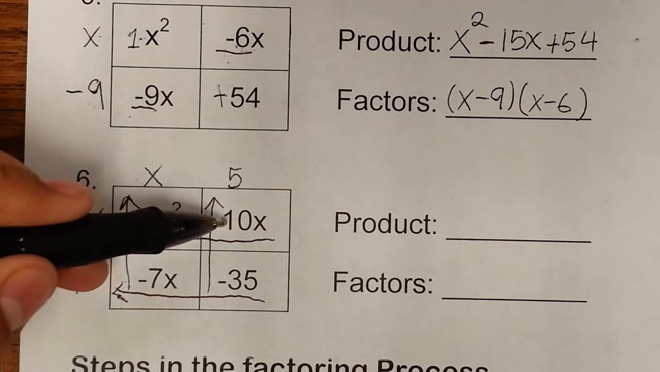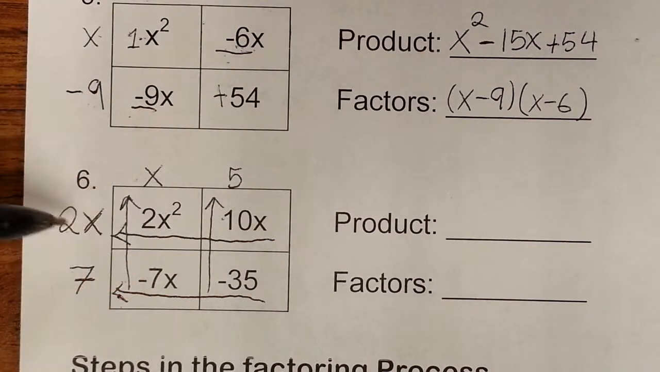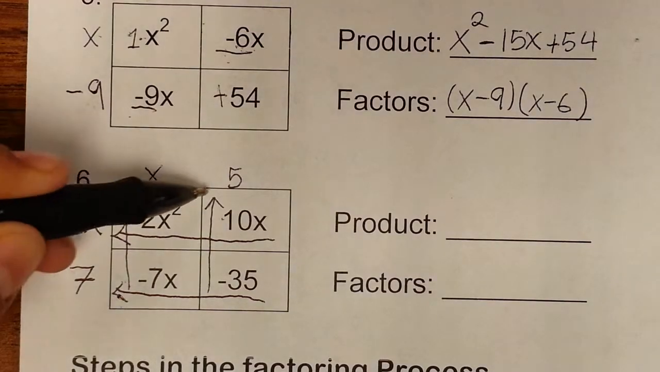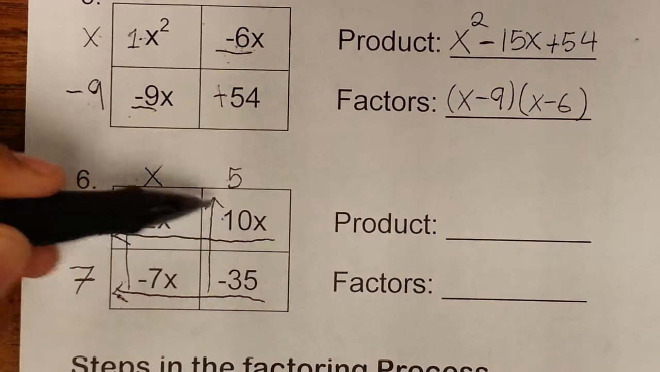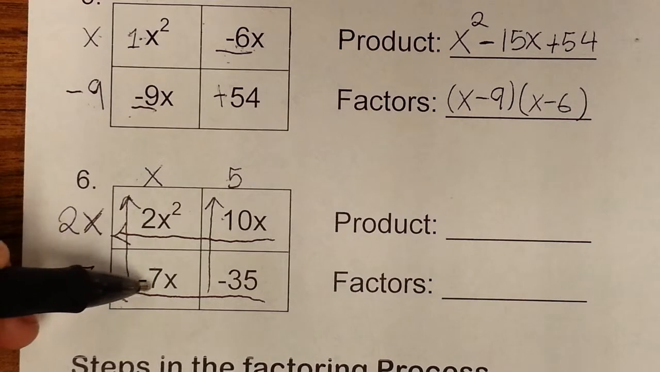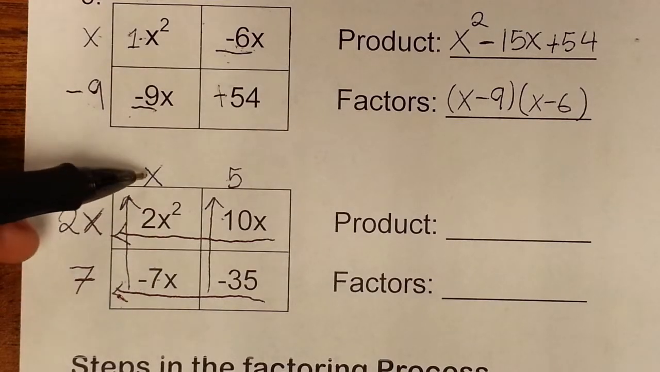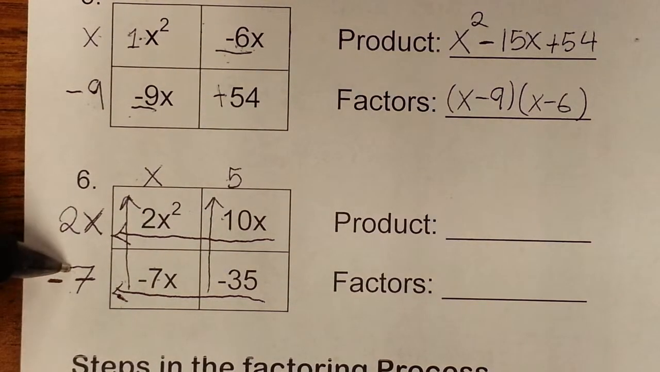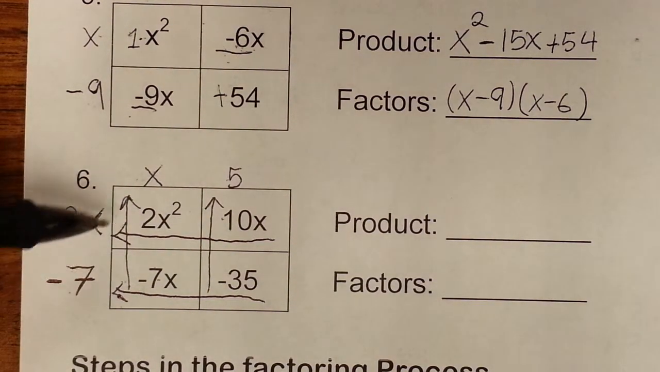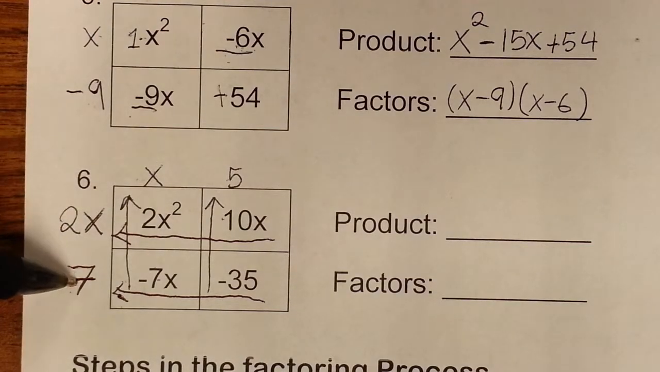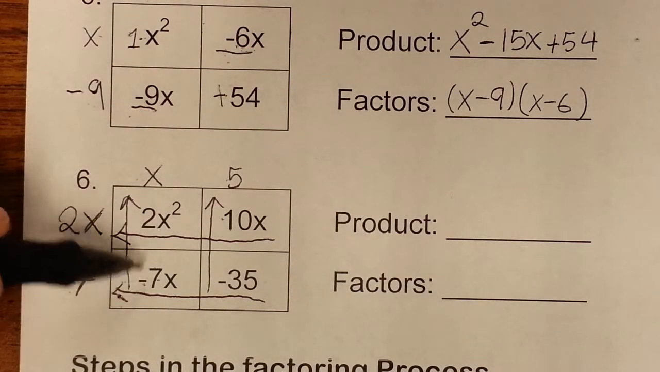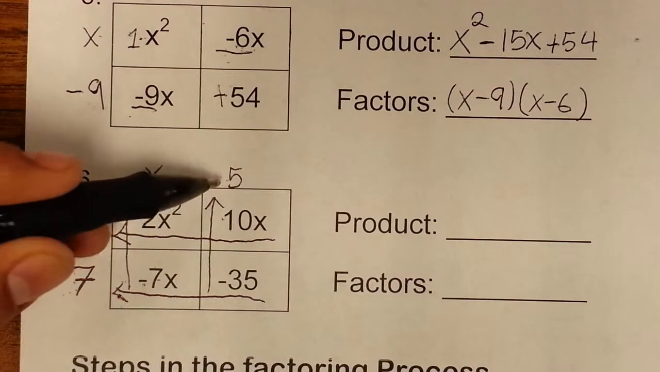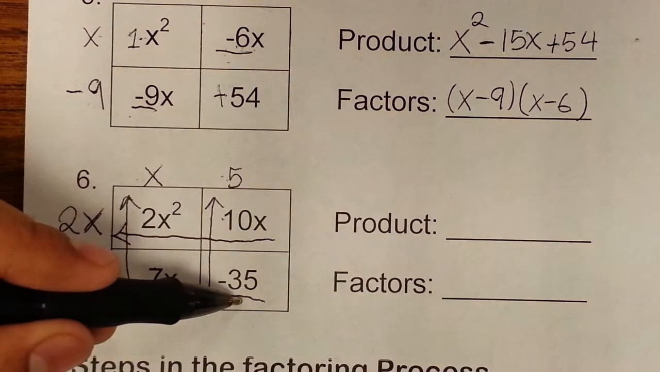Now if you notice, this is a positive 10x. So a positive 2x times a positive 5 will give me a positive 10x. But this is a negative 7x. I have an x and a 7 that would give me positive 7, so I could factor out a negative 7. Now if I multiply x times negative 7, I will get my negative 7x. And then the negative 7 times the positive 5 will give me my negative 35.